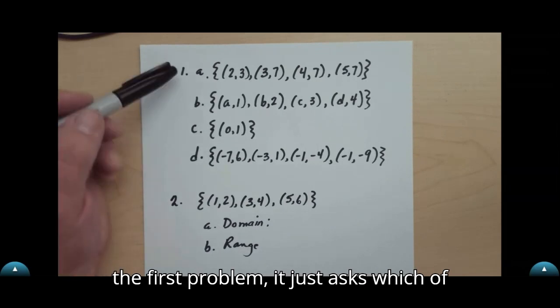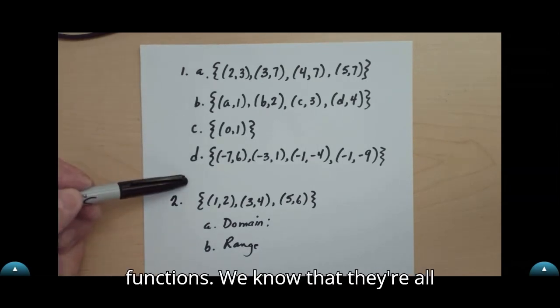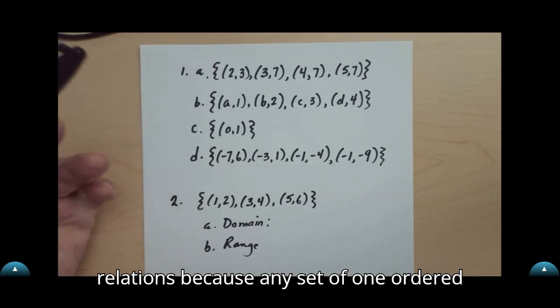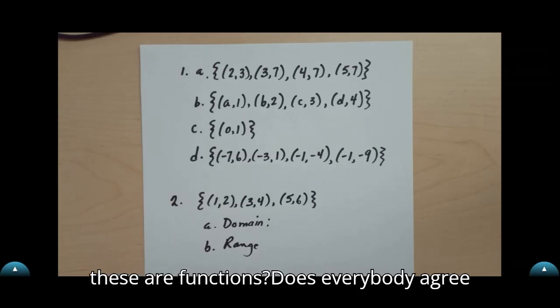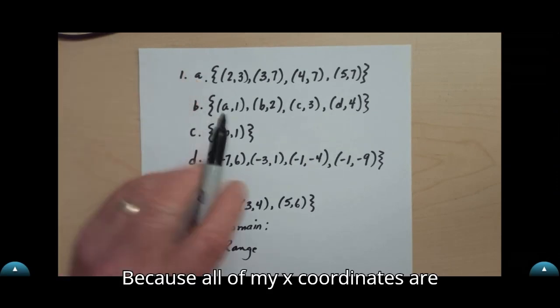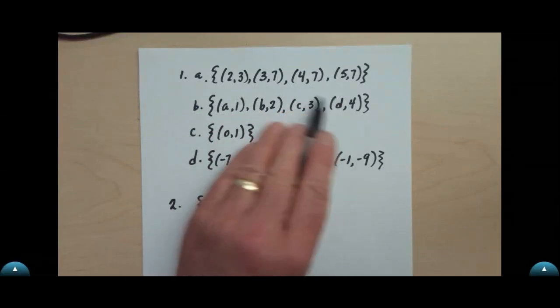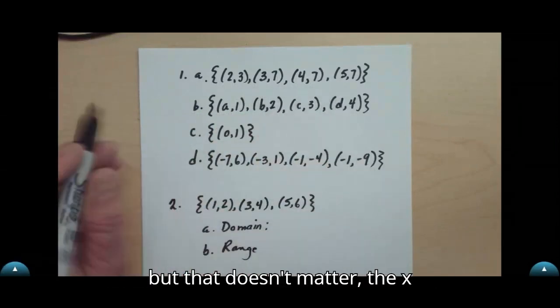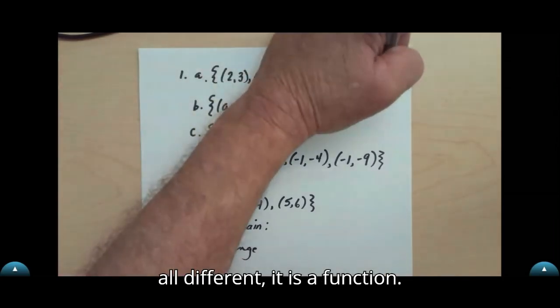So the first problem, it just asks which of these sets of ordered pairs are functions. We know that they're all relations because any set of one ordered pair or more is a relation, but which of these are functions? Does everybody agree that the set A is a function? Because all of my x coordinates are different, 2, 3, 4, and 5. Some of the y coordinates are the same, but that doesn't matter. The x coordinates, the first coordinates are all different. It is a function.